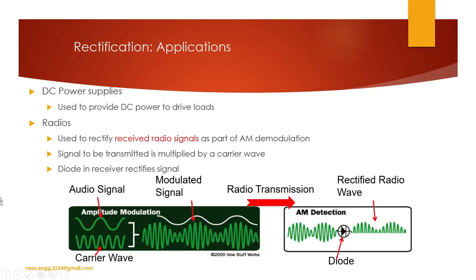Then applications. First, we use it in the DC power supply. Wherever DC power supply is required, we have to use a rectifier, like a mobile phone or any other electronic gadget. Other applications are in radios. It is used to rectify the received radio signal. In communication there will be modulation and demodulation. AM stands for amplitude modulation. That we will see at the appropriate time, but it is used in communication. The diode is used for detection.